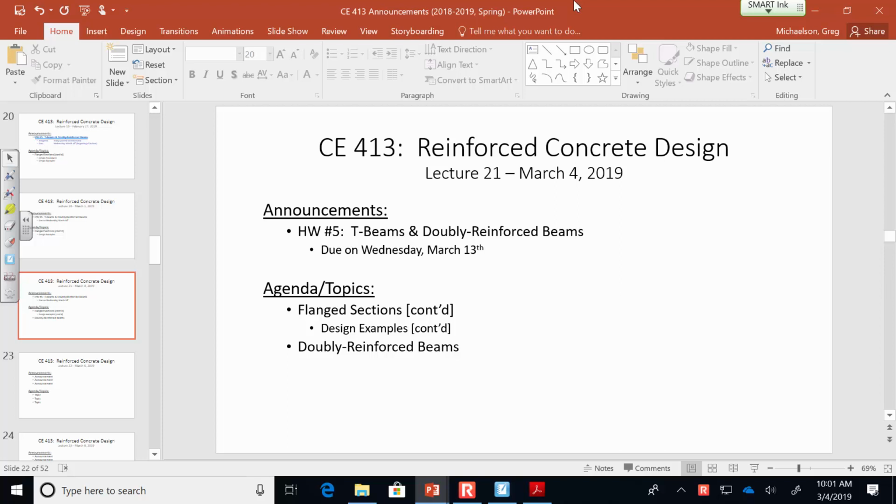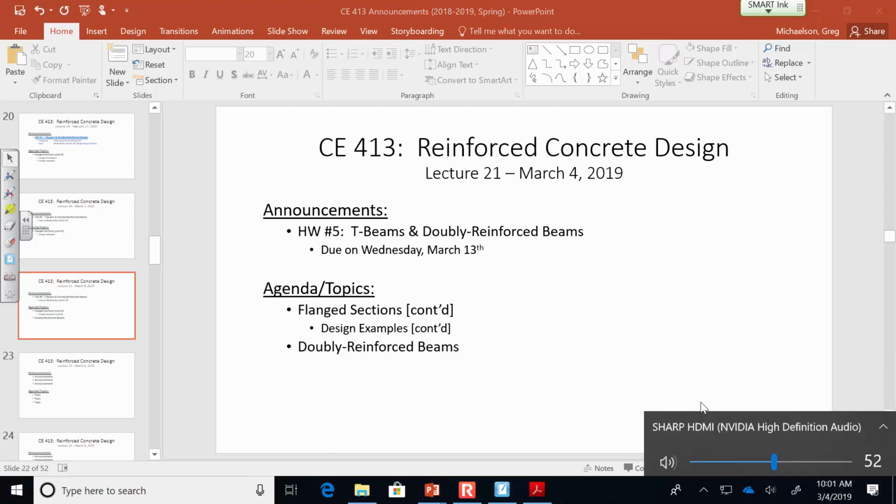Then we're going to get into doubly reinforced beams. If you recall, doubly reinforced beams is when not only do you have steel in tension, but you have steel in compression. And we'll talk about what that can do for you in terms of capacity and so on and so forth.